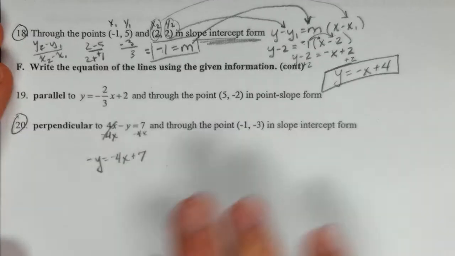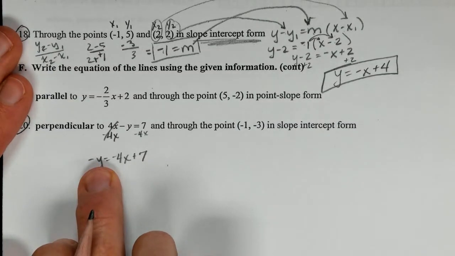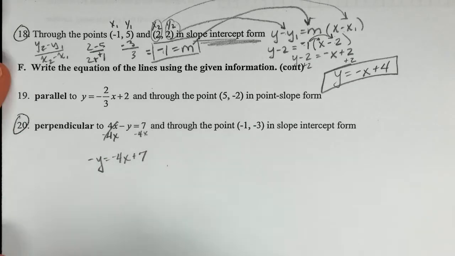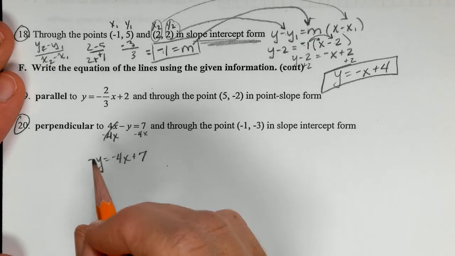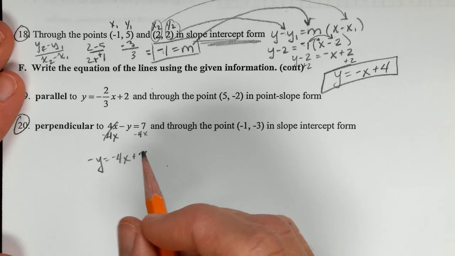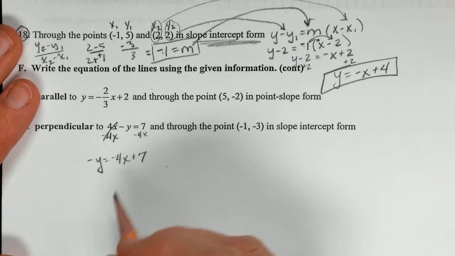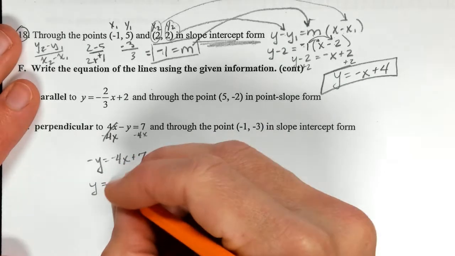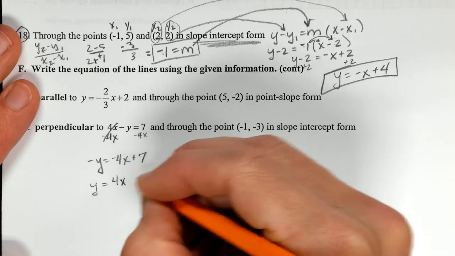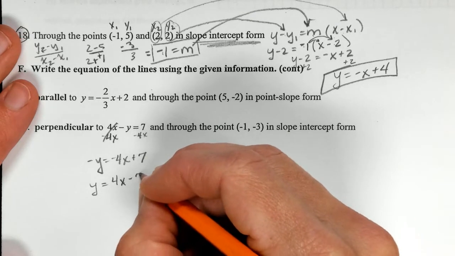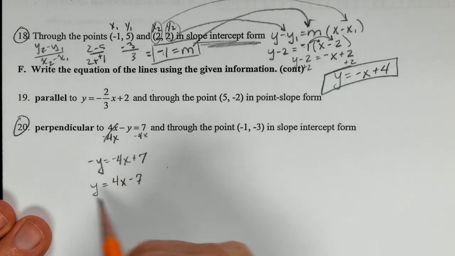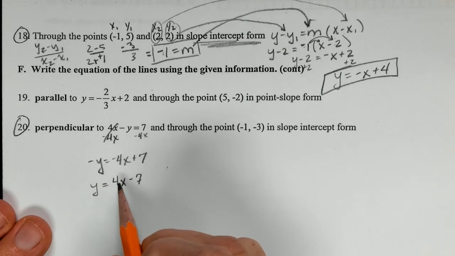Now, it's not in slope-intercept form because it's a negative y. I need a positive y. So I'm going to divide by negative 1, basically. I'm just going to change every sign that I see. If it's negative, make it positive. If it's positive, make it negative. So that negative y becomes a positive y. That negative 4 becomes, you guessed it, positive 4x. And the positive 7 becomes negative 7. So there is my equation: y equals 4x minus 7.